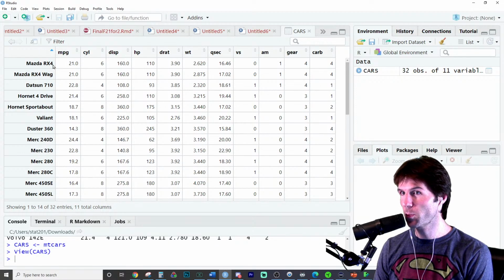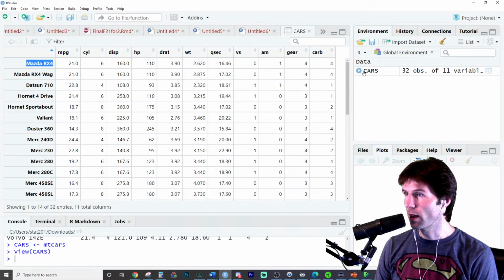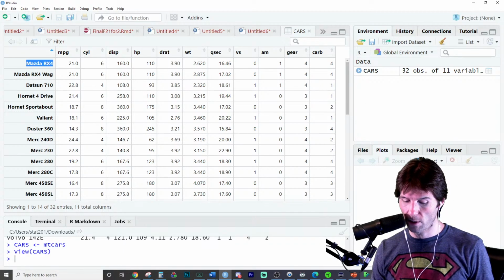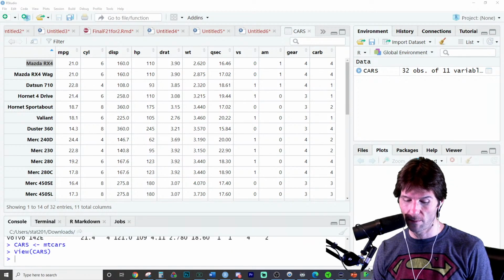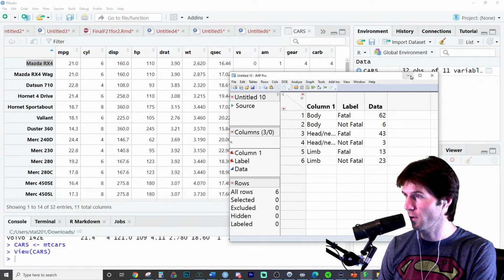So we see right here the miles per gallon for the Mazda RX4. The cylinders, it's got 6 cylinders. So here's the Mazda RX4, and here's all the information we have on it. Now, this is the name of the data set. Just think of it like the JMP sheet. When you go to the JMP sheet, it has a name. So the sheet has a name, whatever the name of it is.